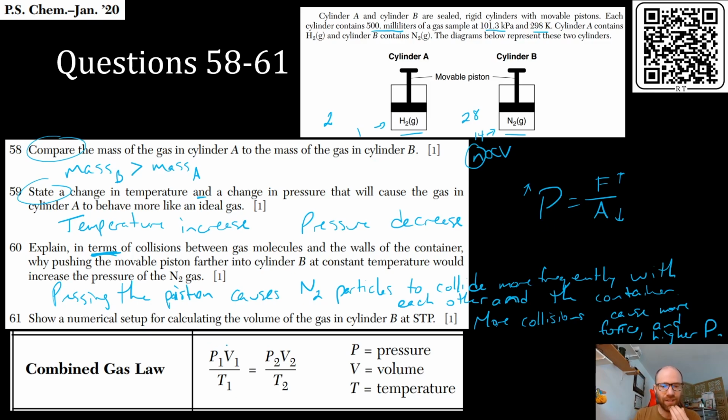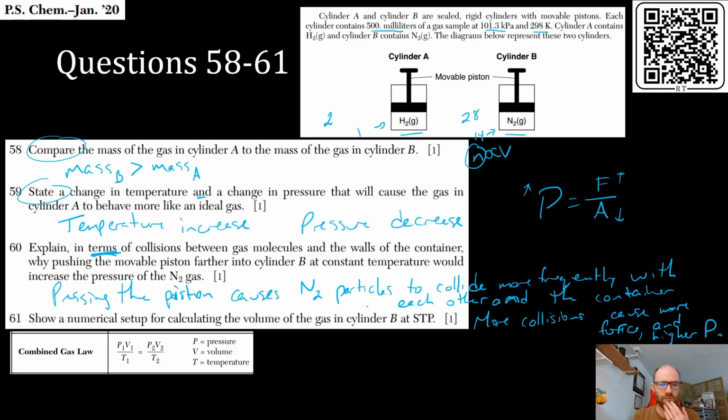Numerical setup for calculating the volume. I'm running a little bit out of space here, but we have our combined gas law. Let me shrink that really quick. Don't forget, we have all our data up top, and we need to change that into STP. So we want the volume at STP. This here is our initial volume. This, in kilopascals, is a pressure, and 298 K is a temperature. And when they say STP, that's going to give us our T2 and our P2.